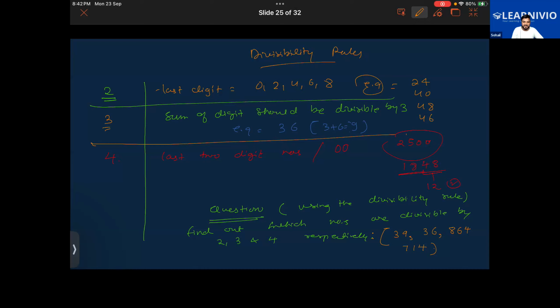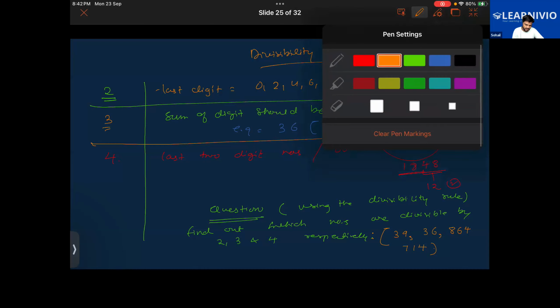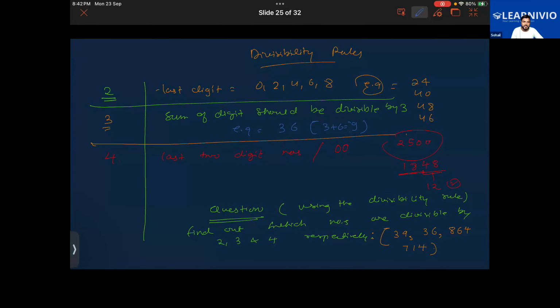Yes, Sumaya, tell me which numbers are divisible by 2 out of the given numbers. You can take the help from the above. From here, you can take the help. A number that is having 0, 2, 4, 6, and 8 in the last digit will be divisible by 2. So you can take help of these hints here.